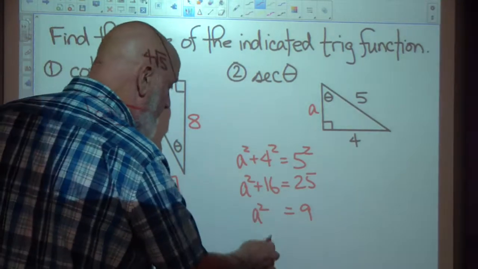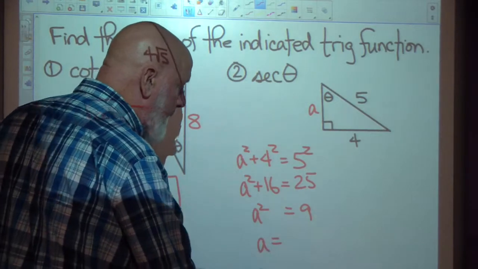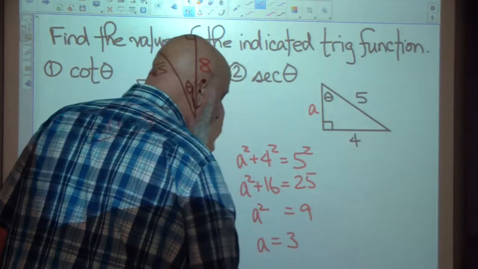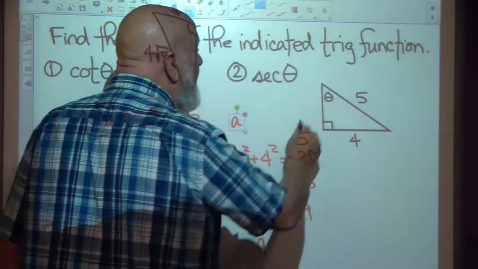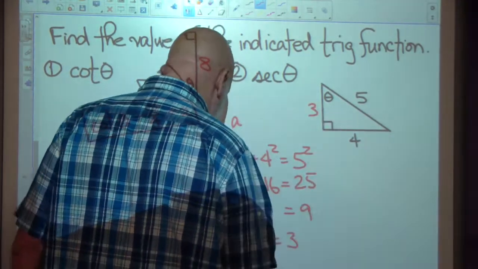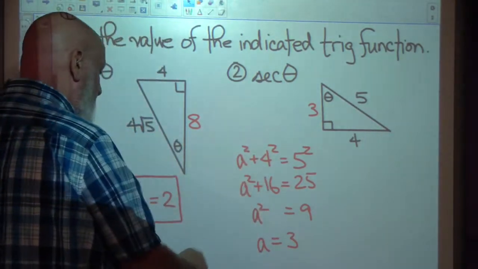And then we take the square root of both sides. A is plus or minus 3, as we learned in Algebra 2. But we're going to ignore the negative 3 because we're looking for the length of a side, and there is no such thing as negative length. So there we have it. This is our scratch work.